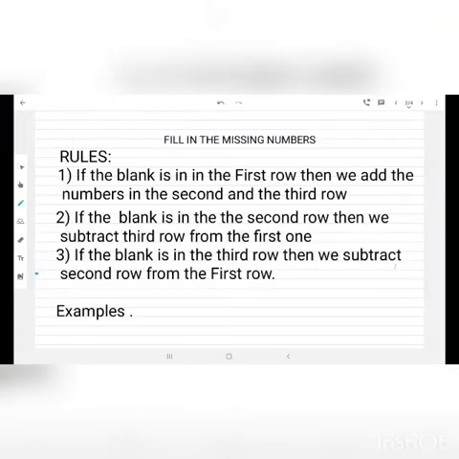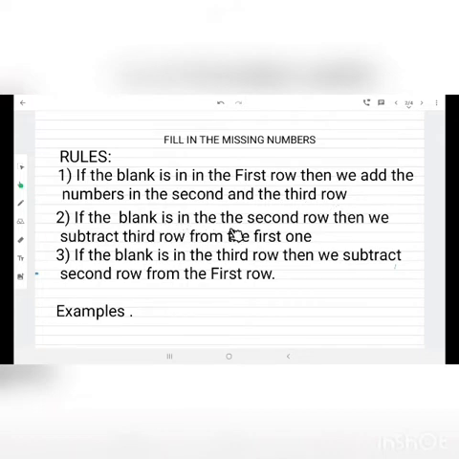Let us move over to the rules to find out the missing numbers. The first rule is, if the blank is in the first row, then we add the numbers in the second and the third row. Now children, we have got 3 rows in a question of subtraction. The first row, as you know, is the biggest number. The bigger number is written on the top. So to find out any blank which is in the first row, what we do, we add the numbers in the second and the third row.